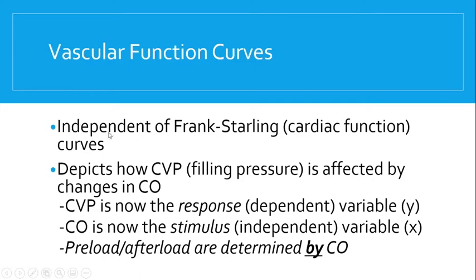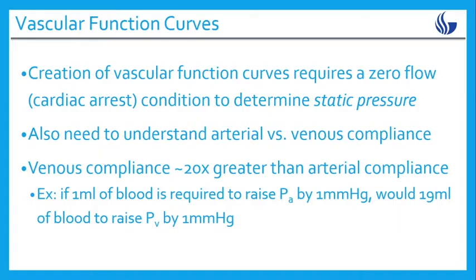Today we're talking about the opposite, where now the central venous pressure is going to be the dependent variable and is going to be impacted by cardiac output. And so that's what we sort of meant when we were discussing the differences between determinants of versus determined by. And so today we're going to talk about this vascular function curve and talk about how preload is determined by cardiac output.